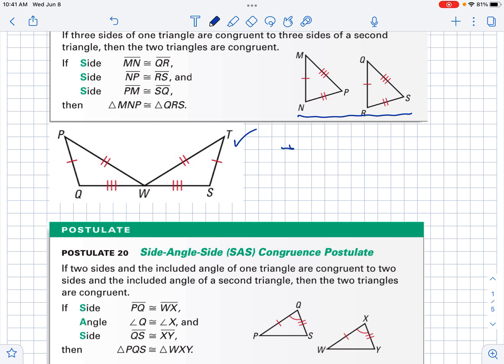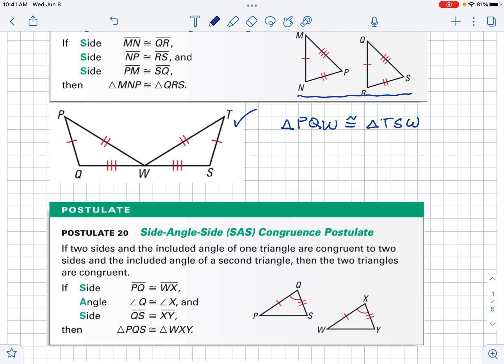We've got the triangle PQW, and we've got the triangle TSW. And notice the corresponding sides are congruent. So we could immediately say, okay, those two triangles are congruent. That's sufficient. Three congruent sides, you immediately know that the corresponding angles are congruent as well.